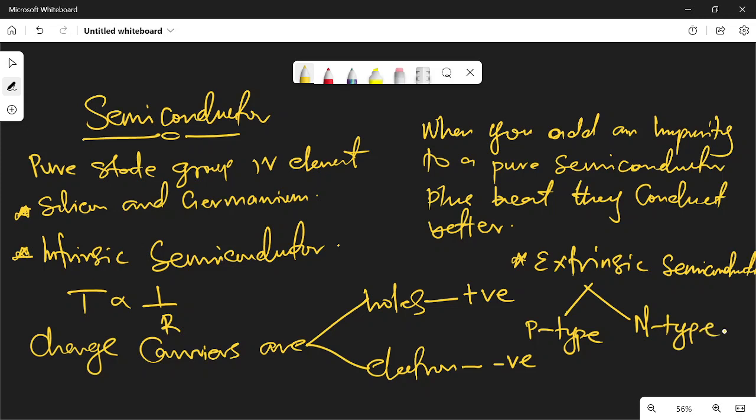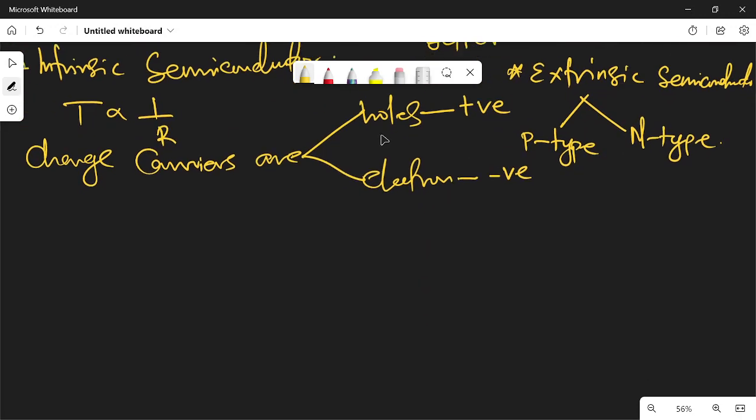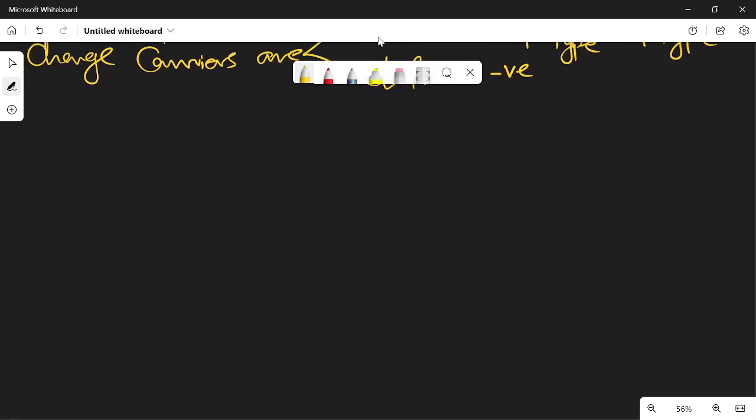Are we together now? So how do you get the p-type and how do you get the n-type when you talk about extrinsic? Now we have what we call dopants. When it comes to adding an impurity to a pure semiconductor, let's say this is an intrinsic semiconductor.